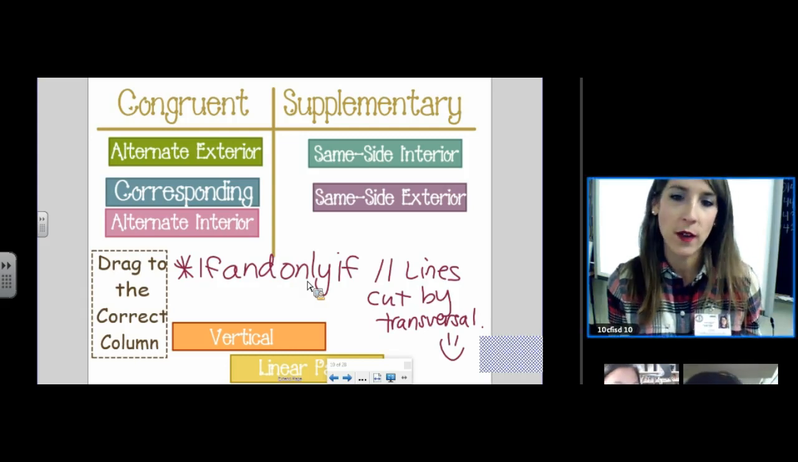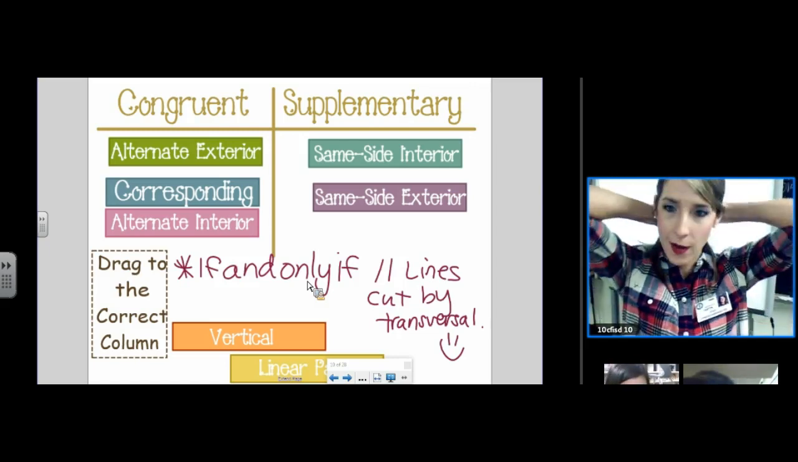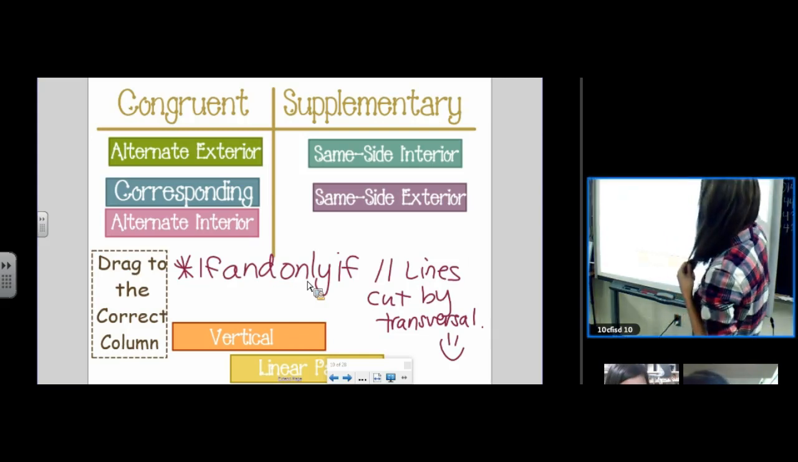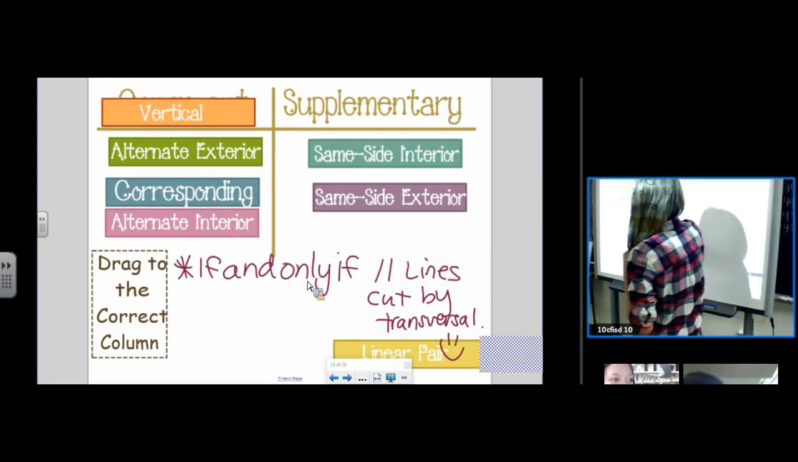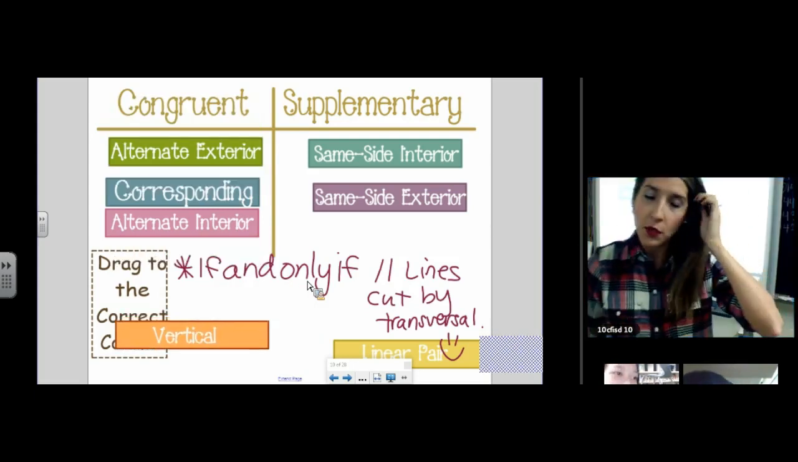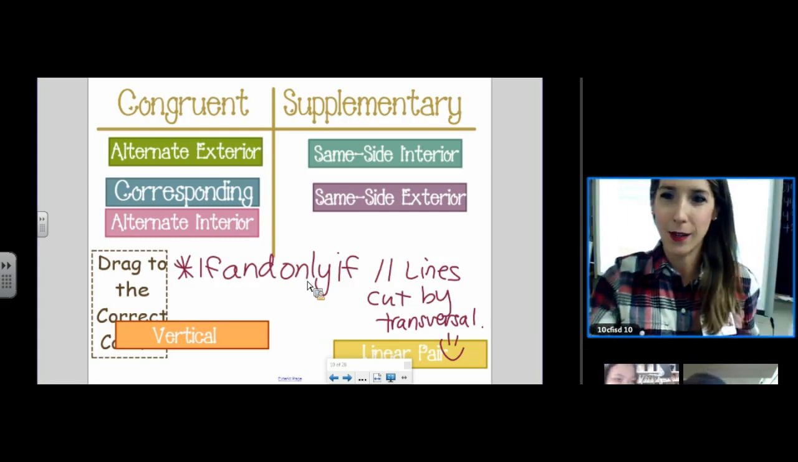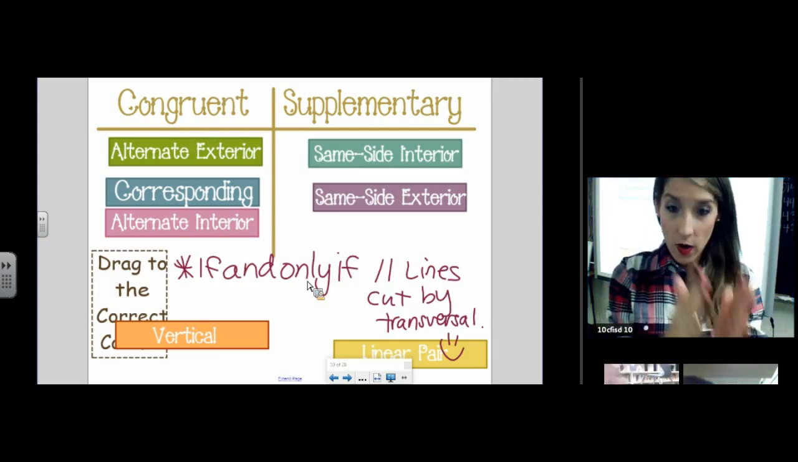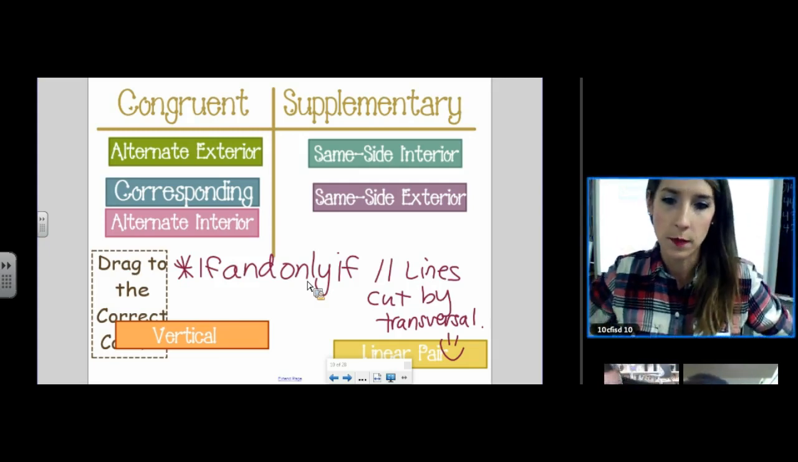You know where linear pair and vertical angles go. I didn't want to put them up there because they don't fall under the category if and only if. Linear pair, those are supplementary all the time, every time. Vertical angles, those are congruent all the time, every time. So you don't need parallel lines for those to go into the congruent and the supplementary column. So those are left over from last unit. One of them is congruent and one of them is supplementary, but they don't go in those columns.